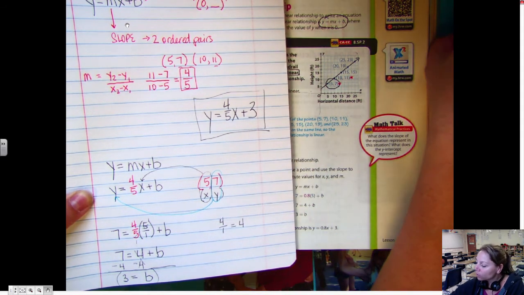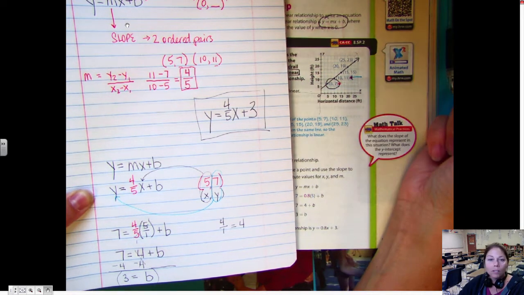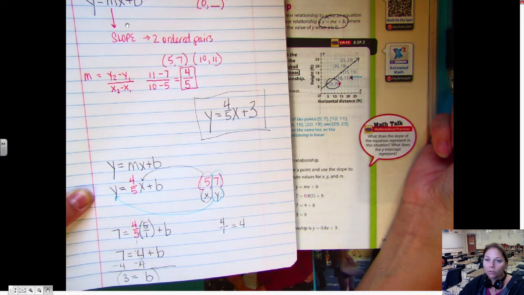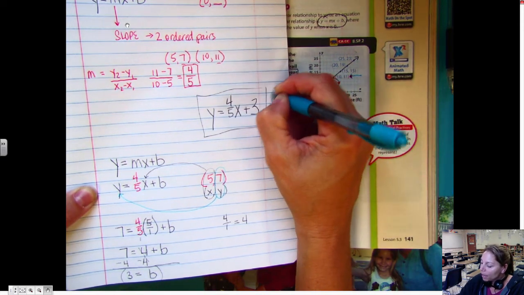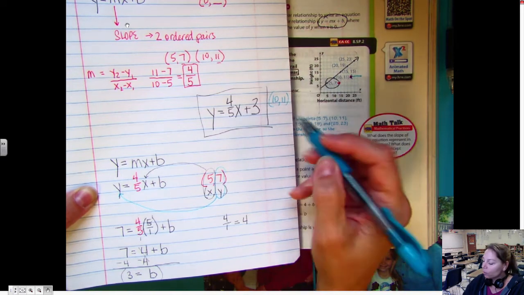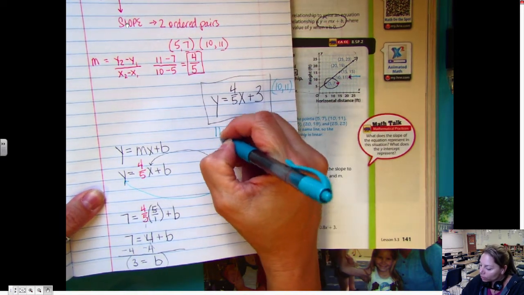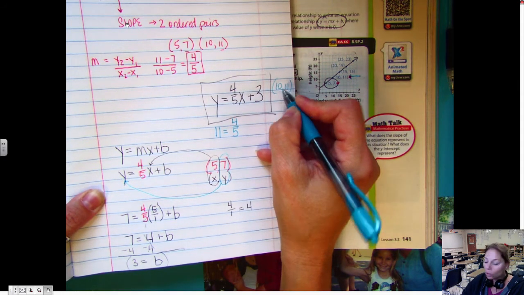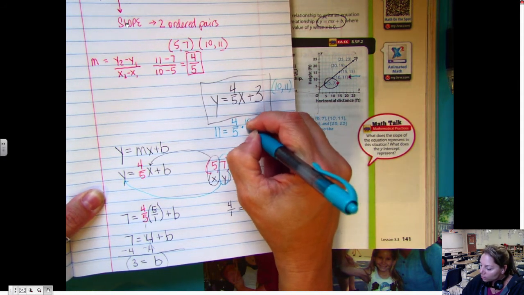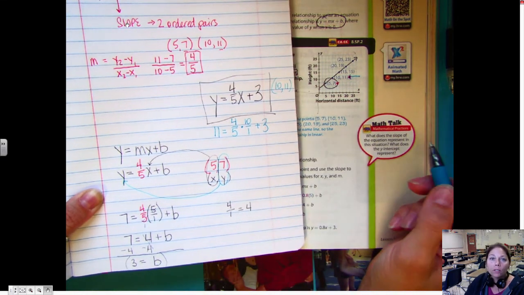I'm going to check to make sure that this is correct, and I'm going to use the next easier ordered pair, which is (10, 11), to check and make sure I did it right. I'm going to remember that (10, 11) is my (x, y), and so I'm going to substitute these numbers in the right places. 11 is my y, so it goes in over here. And it's supposed to be equal to 4/5 times whatever my x coordinate is, plus 3. And so now I'm going to follow order of operations and simplify.